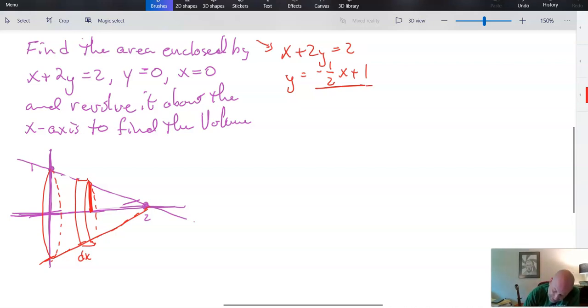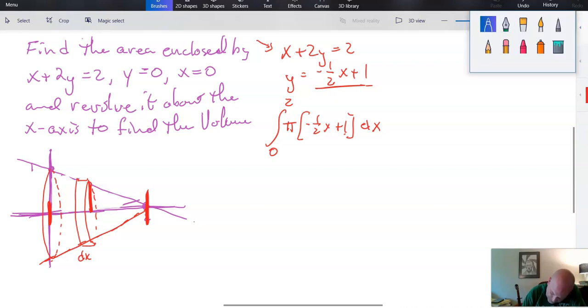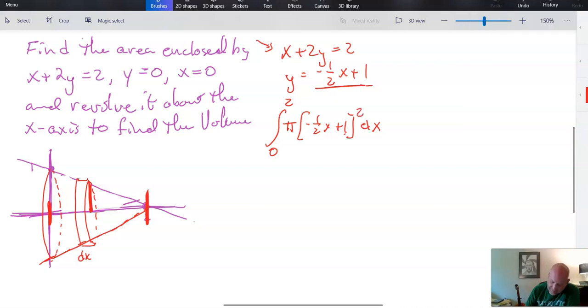So this is our radius, which means our integral is going to be pi times -1/2 x plus 1 dx. And now we need our limits of integration, right? We need to know where this starts and where it ends. I can see it ends at 2, and it starts at 0. And I almost forgot, this is supposed to be squared. This guy should be squared. So we're going to have to square this out too. Let's go ahead and square that out, and then we'll take a look at the integral.